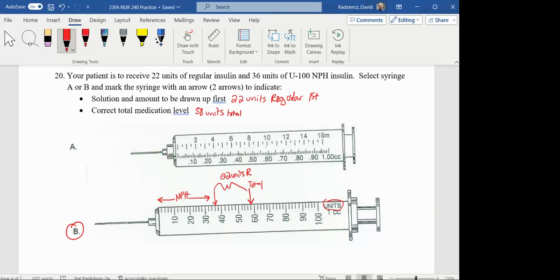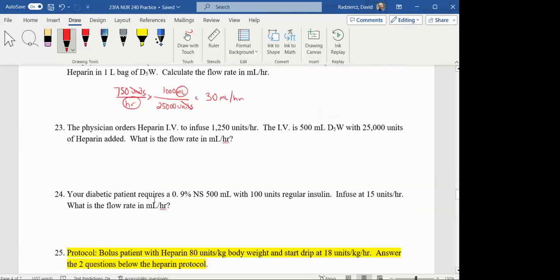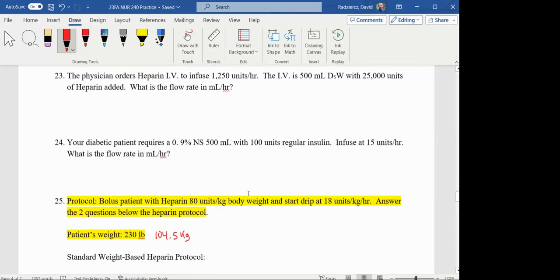All right, I have one more that I should totally know how to do. And I know I missed it on the first test last semester, but number 24: normal saline with 100 units of insulin infusing at 15 units an hour. What is the flow rate?